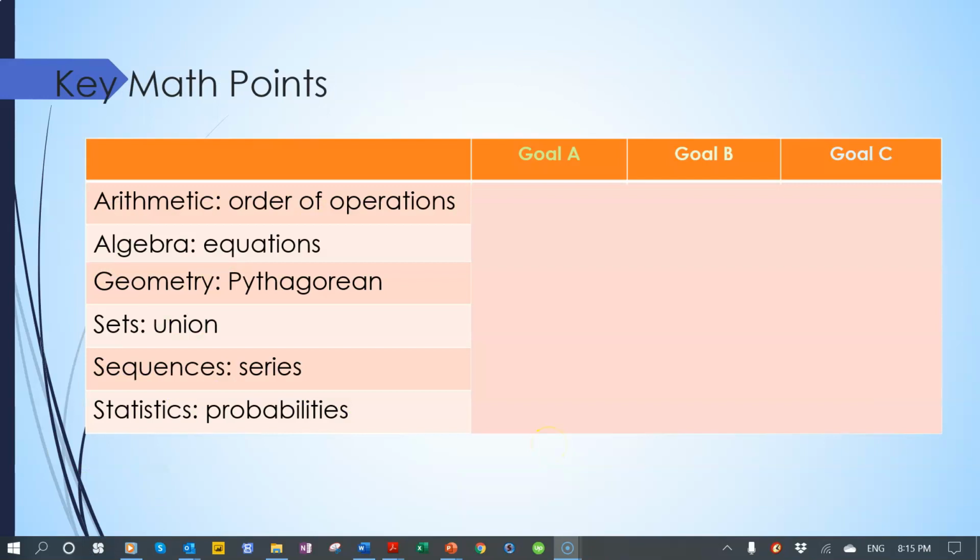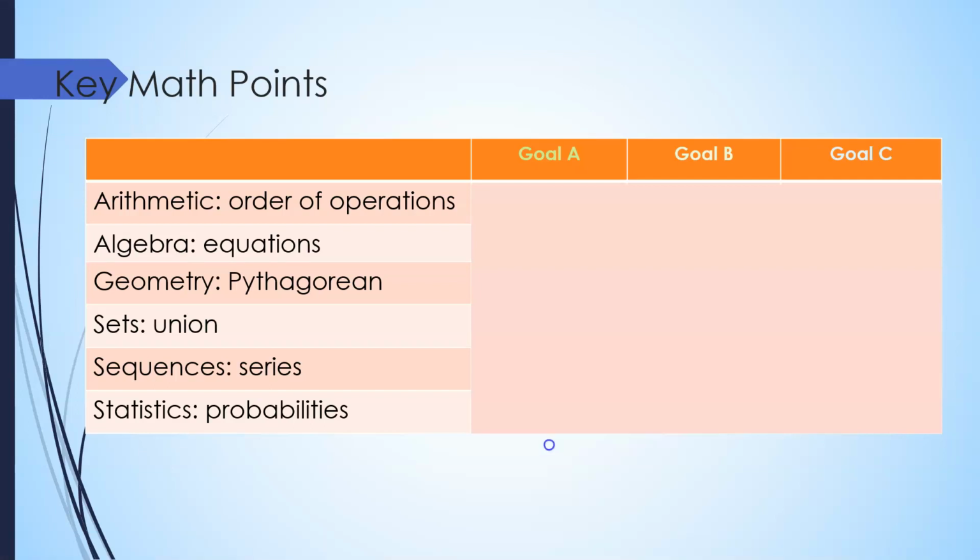Key math points. Now let's review some key math points in order for us to know what is necessary for which goal. Goal A: we need to understand the basic rules of arithmetic, such as order of operations, averages, percentages, factors, divisibility, GCF or greatest common factor, and LCM or least common multiple. Also, we need some basic knowledge of algebra or equations, most of them single variable.